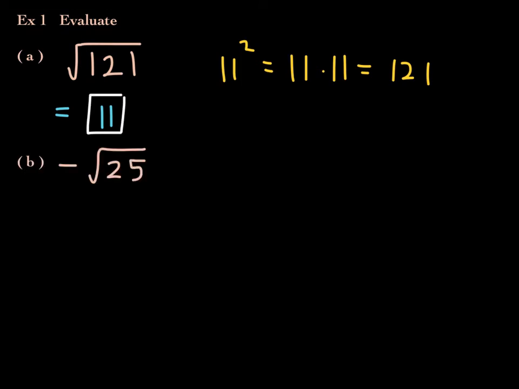The next one here is negative square root of 25. I would like to invite you to read this as the opposite of the principal square root of 25. The opposite of the positive square root of 25. Now, we just mentioned a little while ago that the positive square root of 25 is 5. However, this problem is asking for the opposite of 5. The opposite of 5 is -5. So this is our answer here.